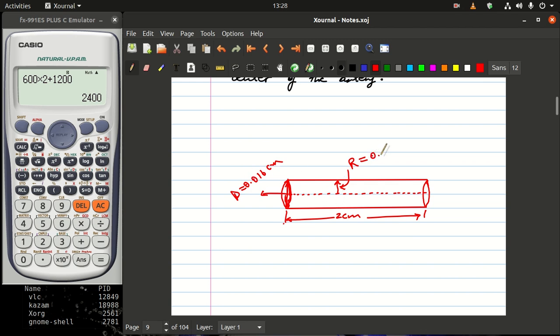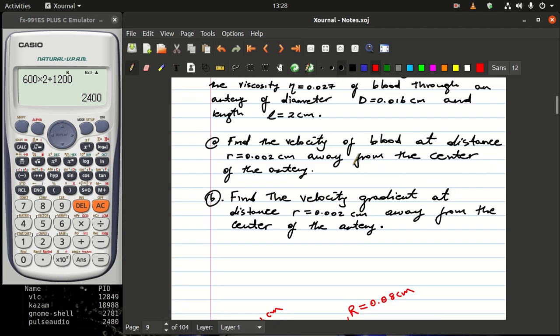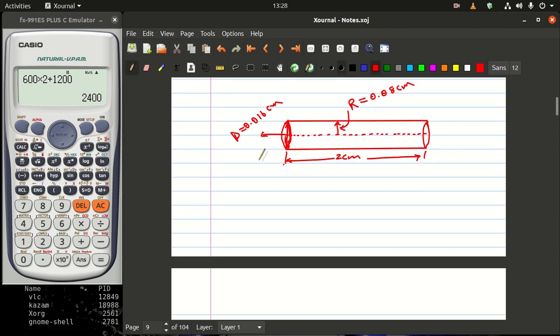So it's going to be 0.08 centimeters. So the half of this is supposed to be that. So this is going to be r. So what is this question saying? It is saying that they want you to find the velocity at the distance r equal to 0.02 away from the center. So we have this center here. To move from the center of this artery up to here, we're going to call it r. This one is actually given, but it is what is changing. This one is actually fixed.